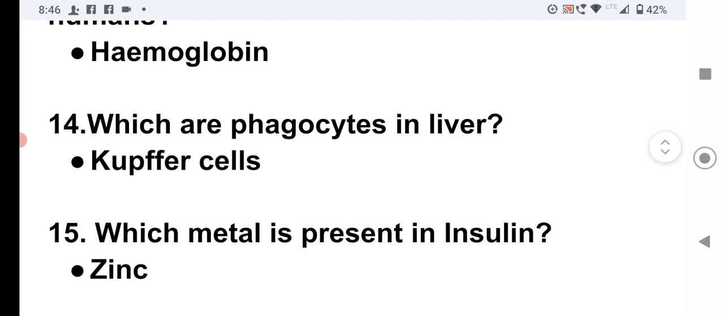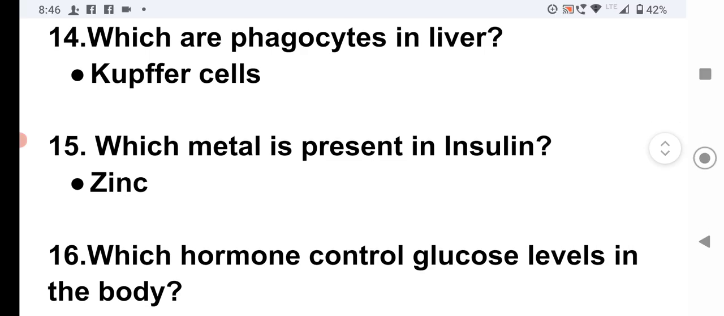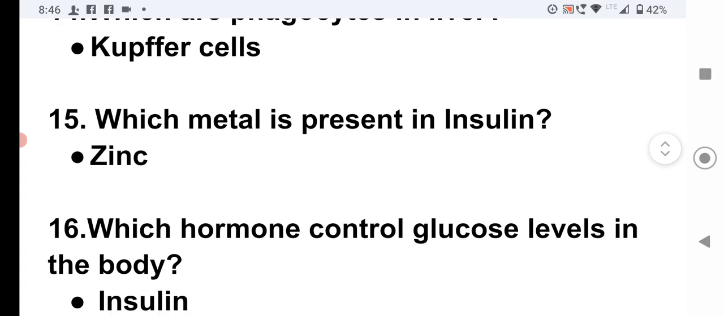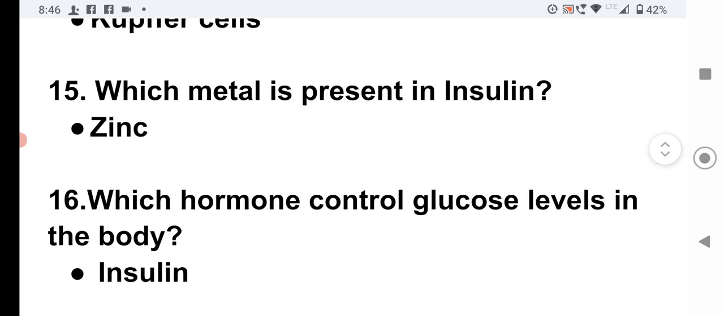Question number 15: which metal is present in insulin? Zinc is present in insulin. Question number 16: which hormone controls glucose levels in the body? This is the insulin hormone which controls glucose levels in the body.